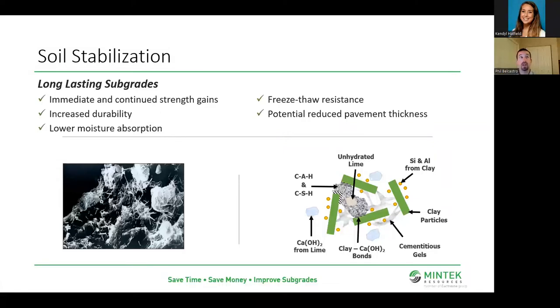We've got a cool lab experiment we'll probably highlight next time that shows those strength gains continuing and continuing. Then the last point I'd like to point out is the potential for reduced pavement thickness. The subsequent layers can possibly be thinner if we are able to take into account the strength that we're going to see at that subgrade level. And that's going to save contractors money, save DOT money, save those virgin materials, good for everybody.